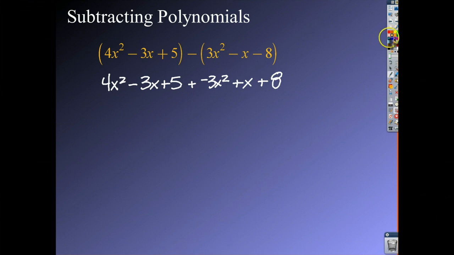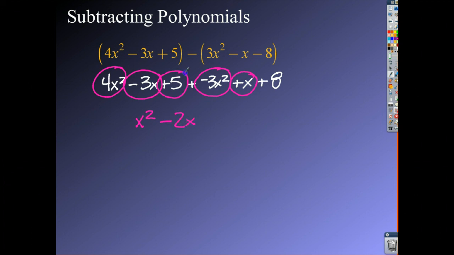I'm going to say, all right, well, I have a 4x squared and a negative 3x squared. So together, that's going to give me x squared. And then let's see, I have a 3x and a positive x. I'm sorry, negative 3x and positive x, so that's going to be negative 2x. And then I have positive 5 and positive 8, and together that's going to give me a positive 13. So all together, that trinomial simplifies down to x squared minus 2x plus 13.